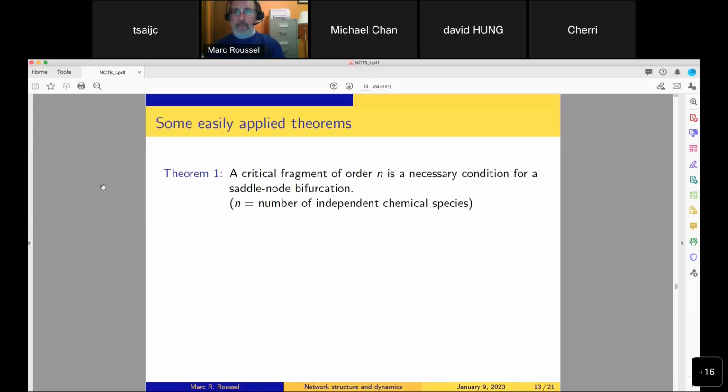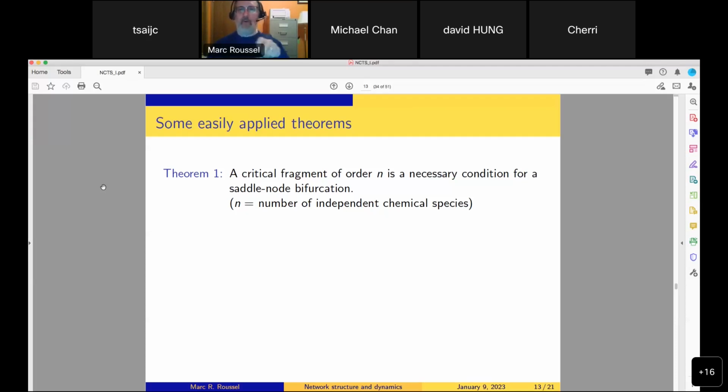So this all leads us to some theorems whose proofs I won't discuss. They're interesting, they're in our papers, and they're kind of fun to look at. But from the point of view of somebody who wants to use this theory, there are some theorems that are fairly easy to apply. The first one: if n is the number of independent chemical species, so the number of chemical species after you've removed any mass conservation relationships, then a critical fragment of order n is a necessary condition for a saddle node bifurcation.